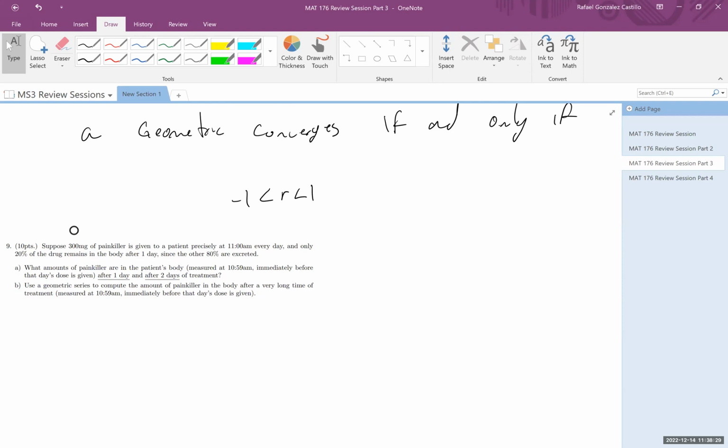Suppose that 300 milligrams of a painkiller is given to a patient precisely at 11 a.m. every day, and only 20% of the drug remains in the body after 1 day, since the other 80% is excreted. The first question, 9a, asks: what amount of painkiller is in the patient's body when it's measured right before the next dose is given after 1 day? How do you calculate that?